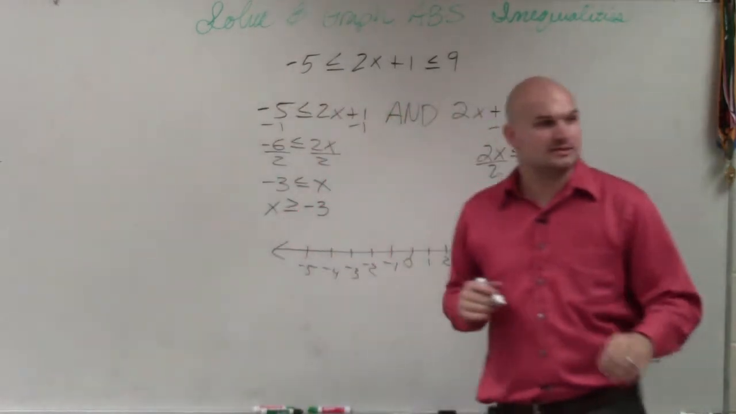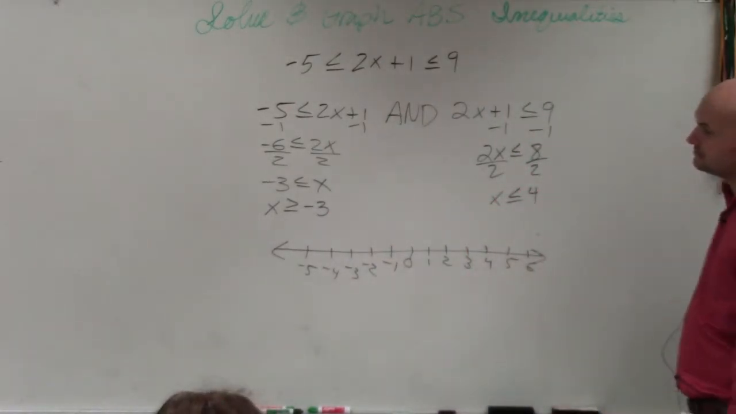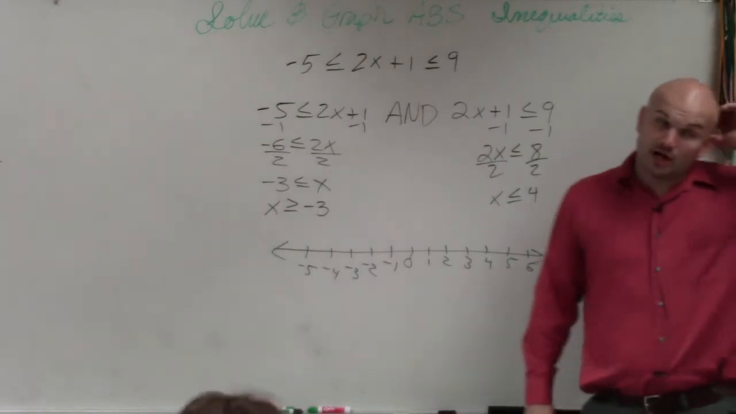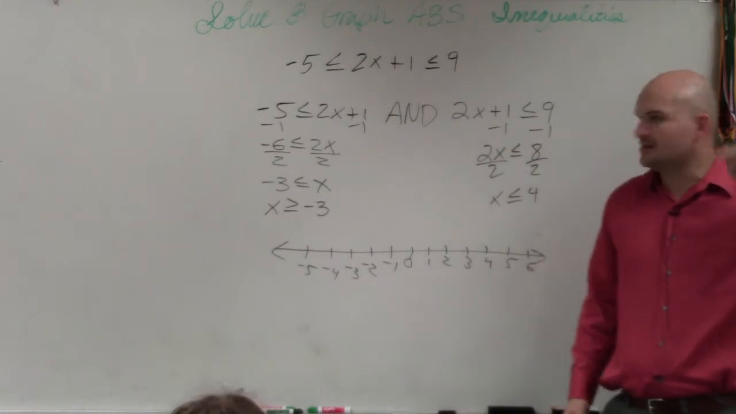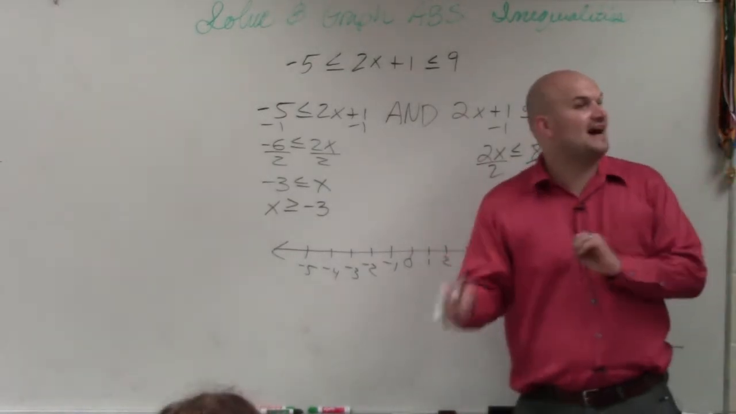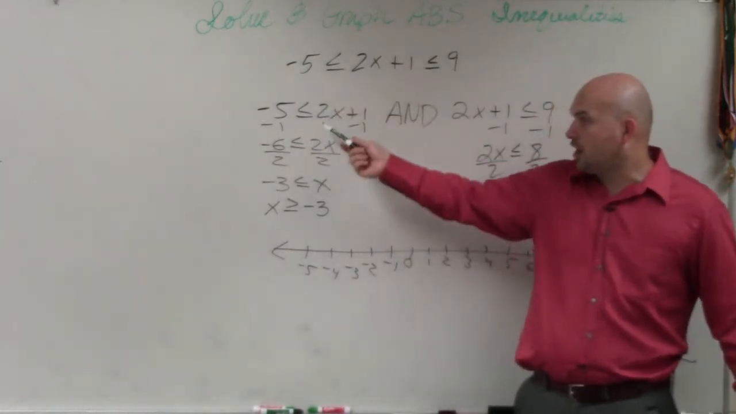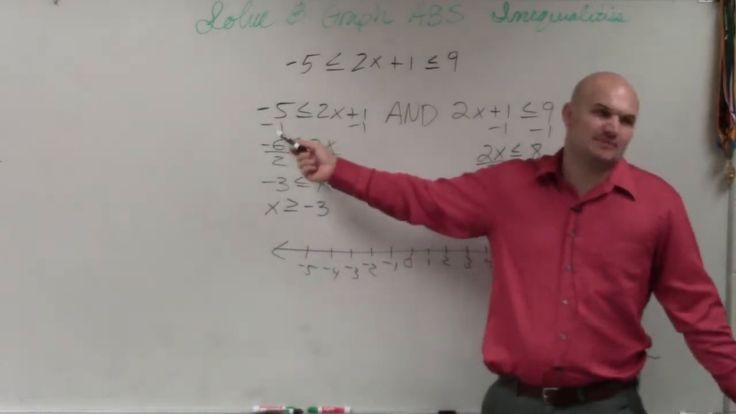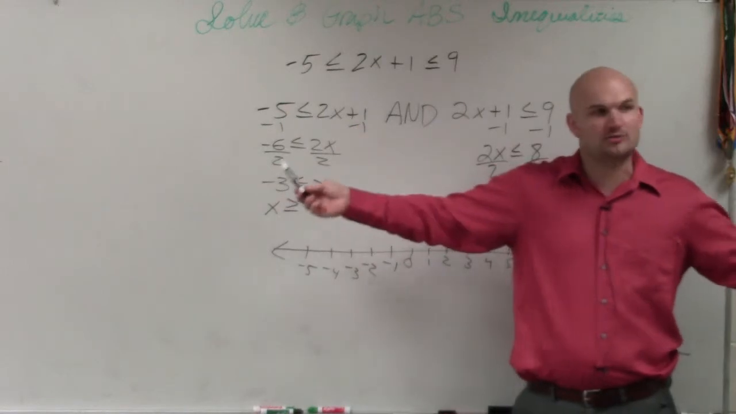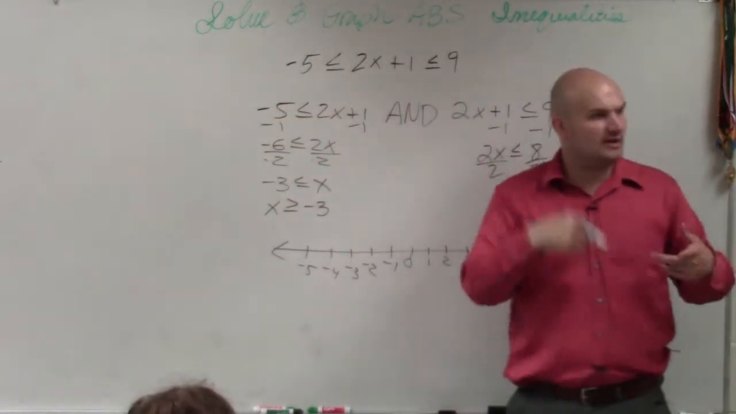OK, so yes? For the -3 is less than x, isn't that the same when you flip this sign? Oh, when you're solving? I didn't do any examples like this. I'll make sure I do that for inequalities. But remember, that's only when you have to multiply or divide by a negative on both sides. So here, all I did to solve was subtract a 1. So I didn't multiply or divide by a negative number. Here, I had to divide by a +2. So I didn't have to multiply by a negative number. However, if I had to multiply by a -2, then I would have had to flip the sign.